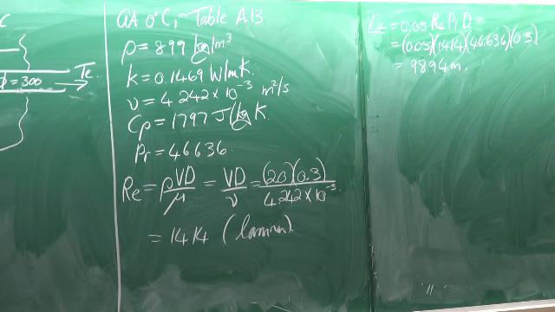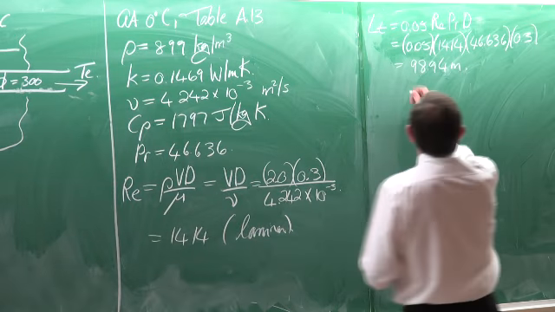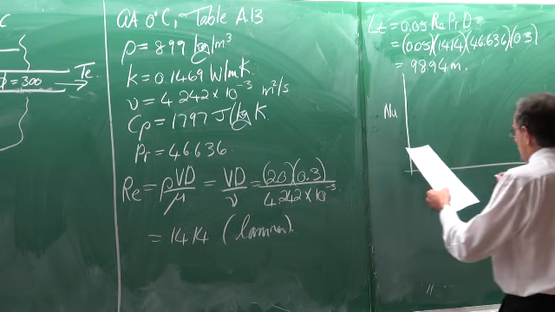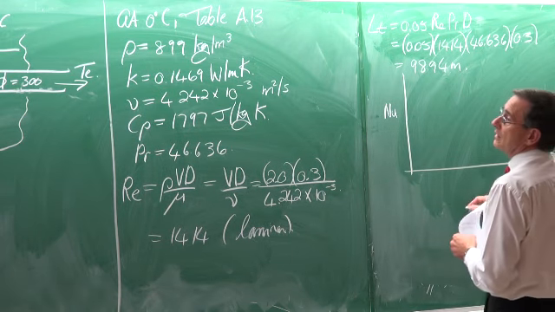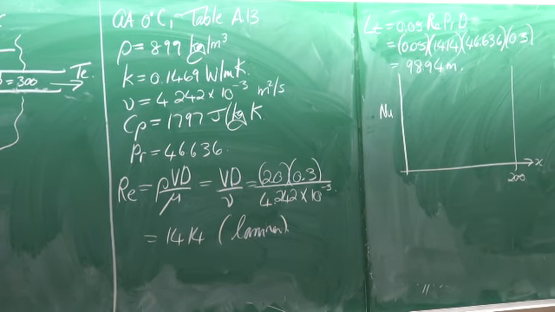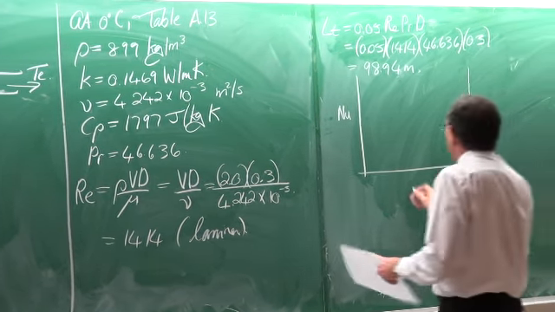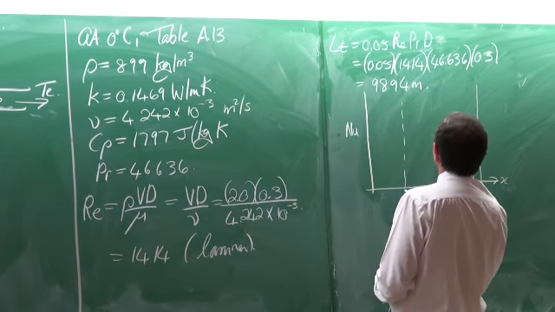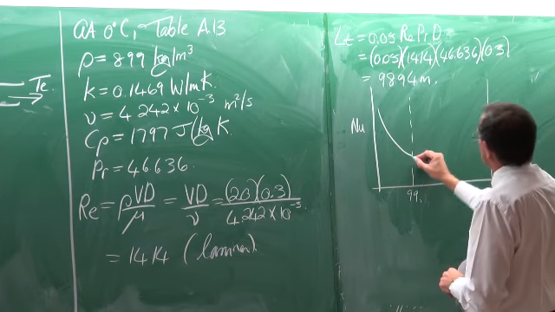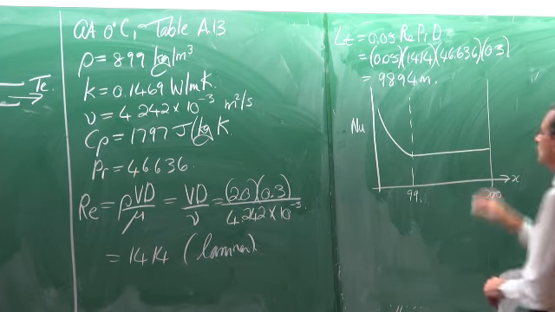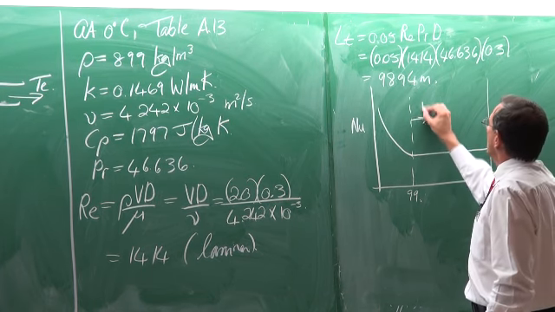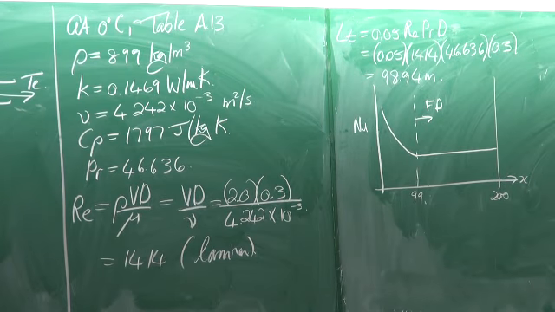So if we look at this problem, the Nusselt number as a function of x, the length of the pipe is 200 meters, okay? And at 98 meters, almost 99 meters, the Nusselt number is going to do something like that, and only after that it's going to be a constant, okay? So it will only be fully developed after 99 meters.